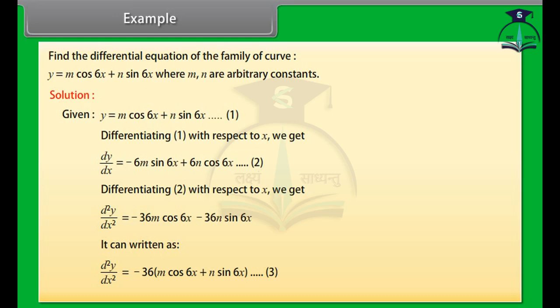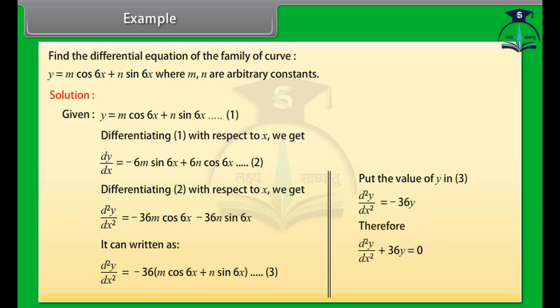Mark it as 3. Put the value of y in equation 3, we get d²y/dx² = -36y. Therefore, d²y/dx² + 36y = 0. This is the required differential equation.